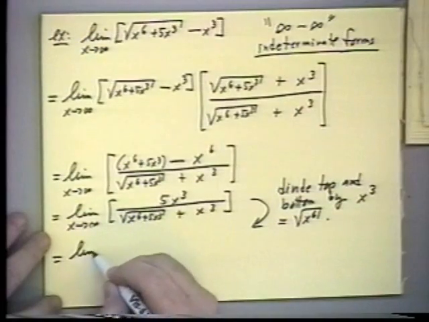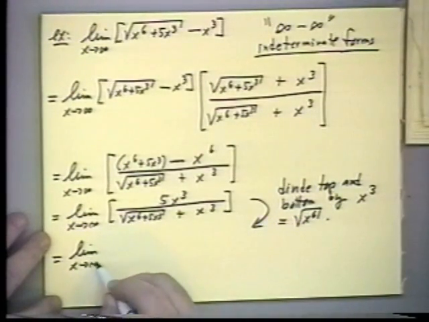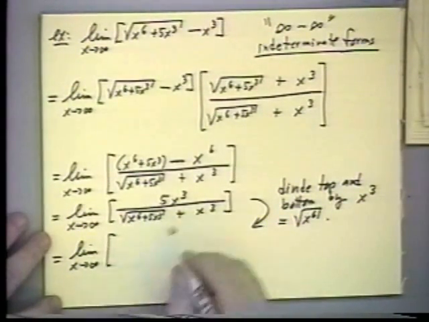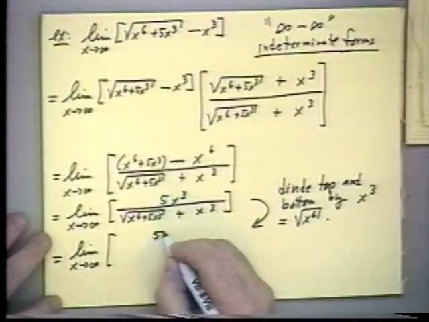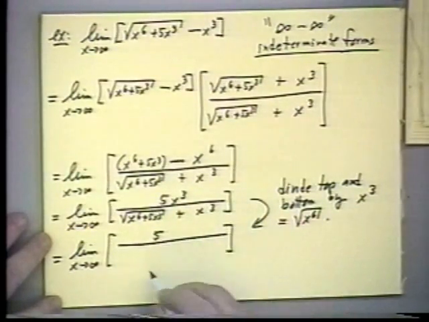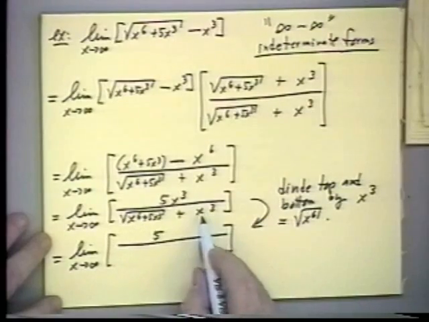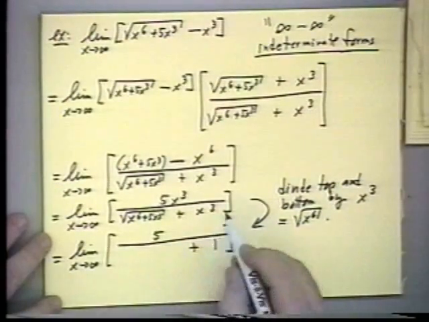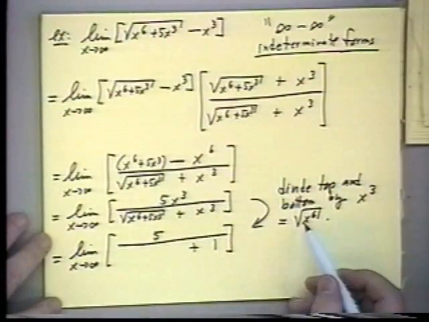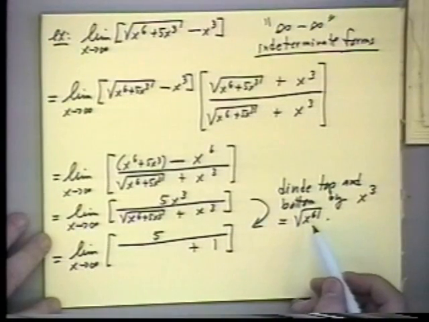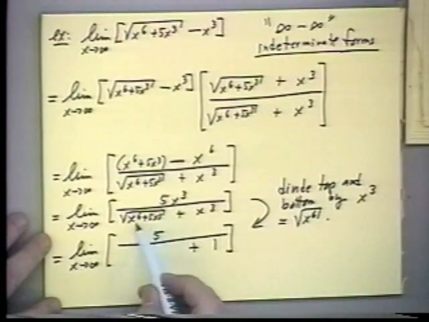Okay, let's see what step that leads us to now. The limit as x goes to infinity of, the top divided by x cubed just leaves us with 5. That's good. The bottom, on the right, we're going to get just plus 1. We're dividing by x cubed. On the left, we'll divide by x cubed in this form of square root of x to the 6th.